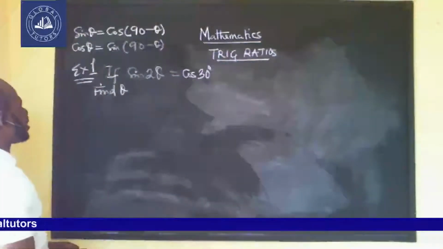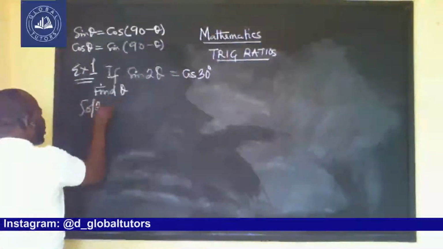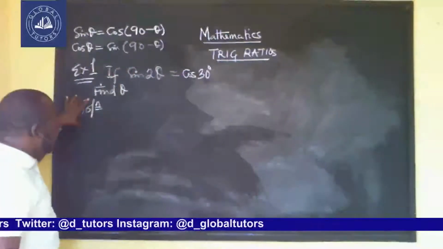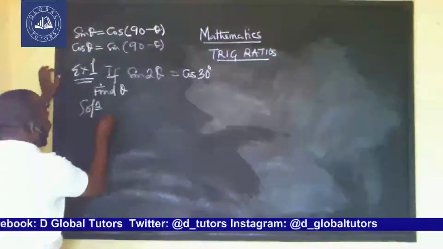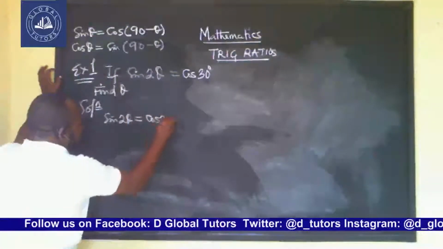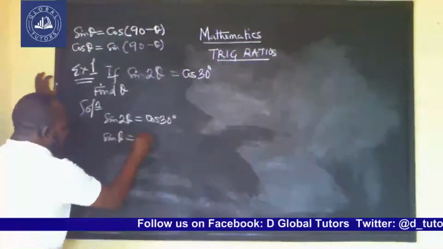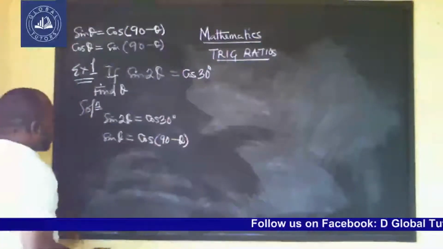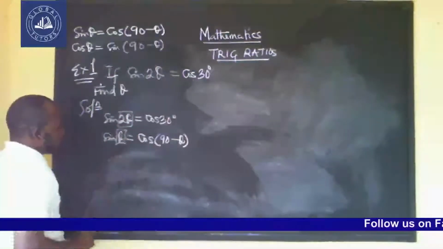Now, I always say something, that every problem has a solution. So this is a mathematical problem. Let's look for a mathematical solution to it. The question is sine 2 theta equals cos 30 degrees. Remember, sine theta is cos of 90 minus theta. So now, everything here is everything here.